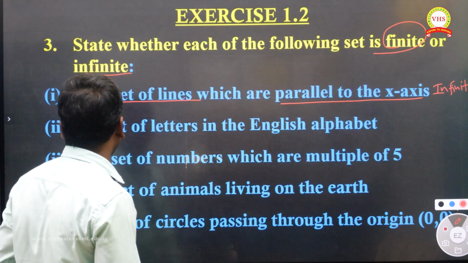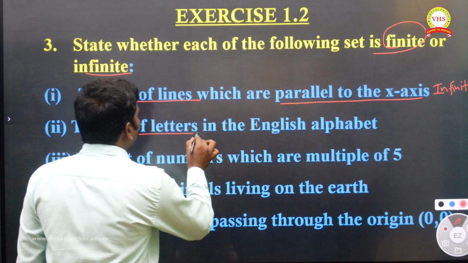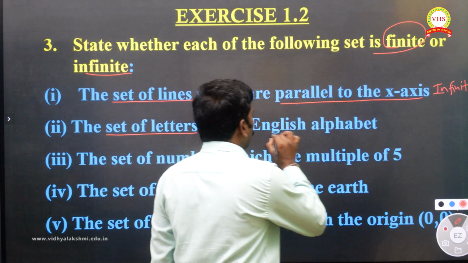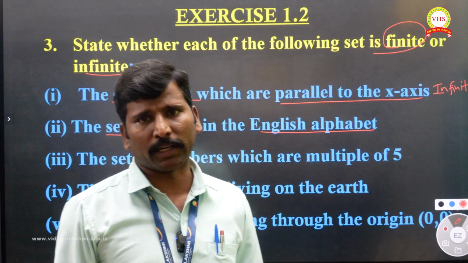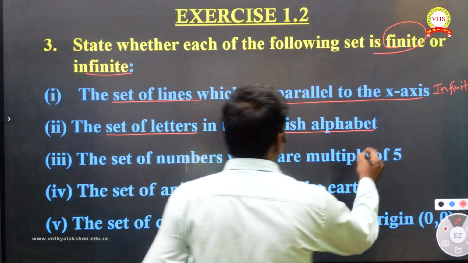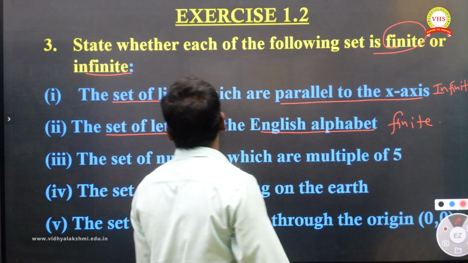Okay, all parallel to the x-axis, so that will be infinite. Set of letters in the English alphabet: we know that letters are countable. 26 letters are there, so that will be coming under the finite. Okay, that will be under the finite.